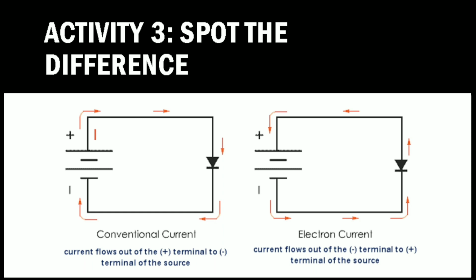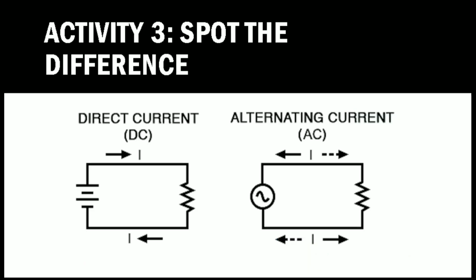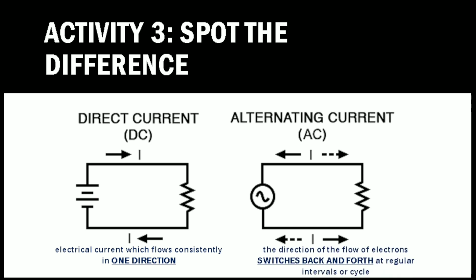Next, direct current and alternating current. What have you noticed with the flow of the current? Write your answer in your notebook. And for the alternating current, what have you noticed with the flow of the electricity? Okay, let us answer. The electrical current in direct current flows consistently in one direction, while in alternating current, the direction of the flow of electrons switches back and forth at regular intervals or cycles.